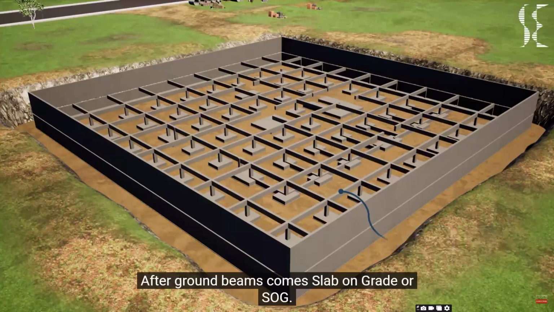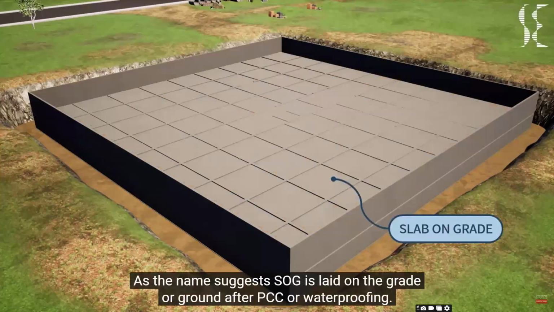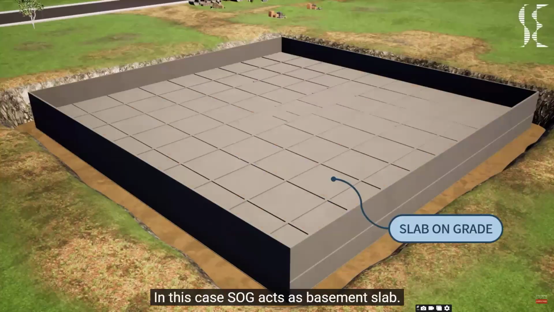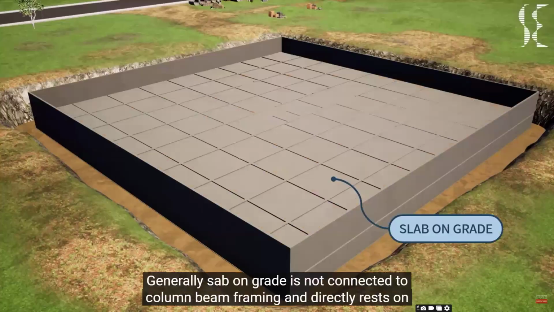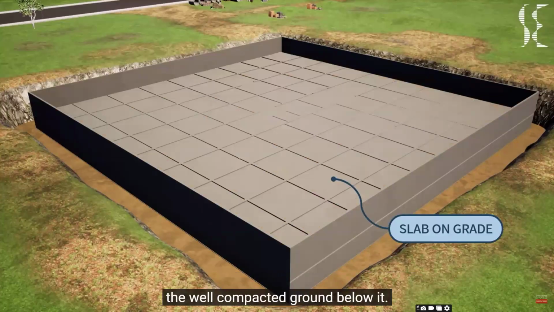After ground beams comes slab on grade or SOG. As the name suggests, SOG is laid on the grade or ground after PCC or waterproofing. In this case, SOG acts as a basement slab. Generally, slab on grade is not connected to column beam framing and directly rests on well compacted ground below it.